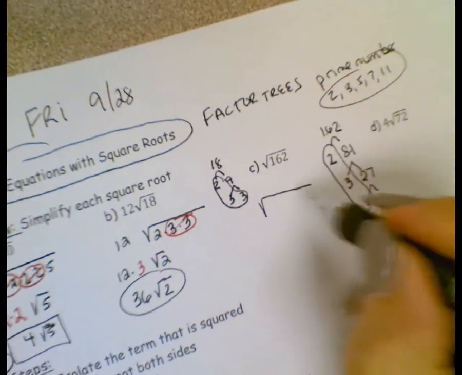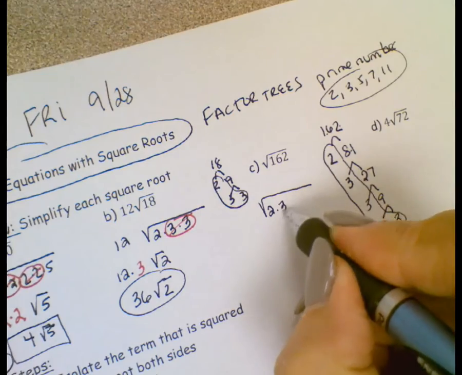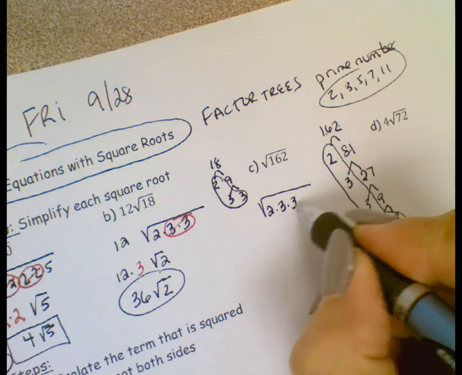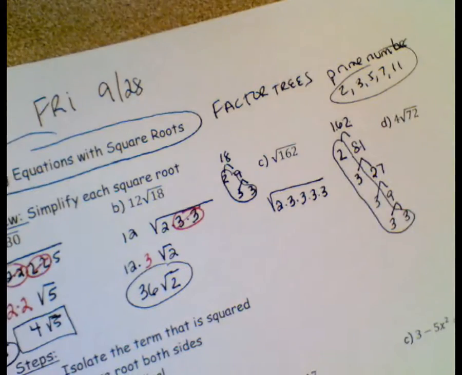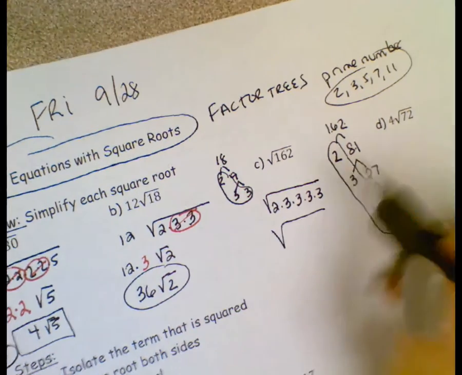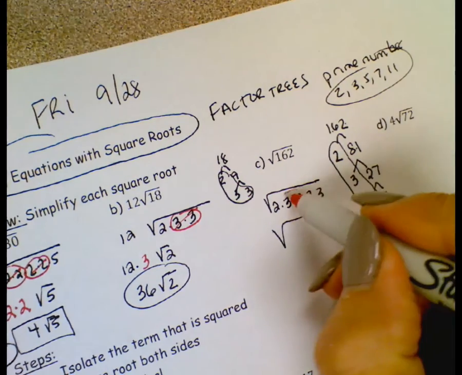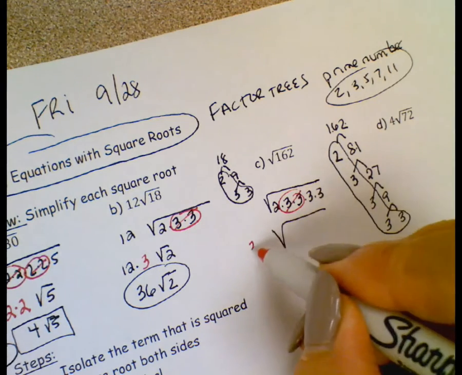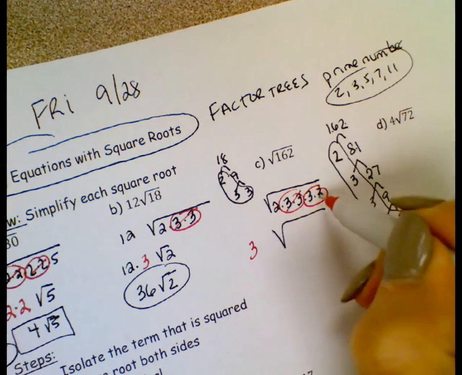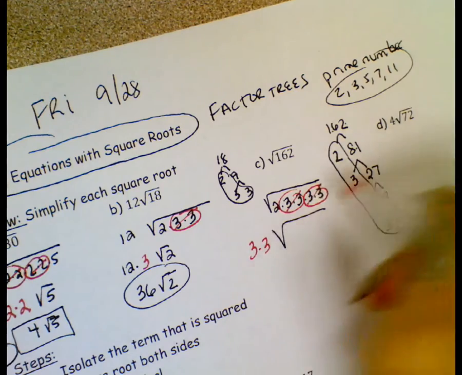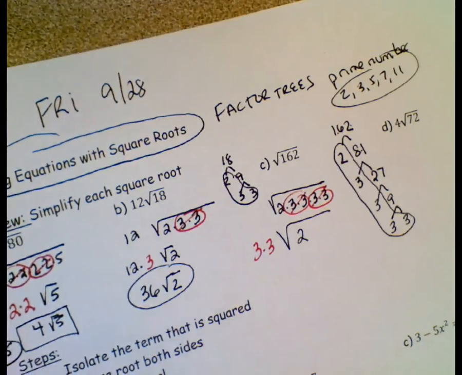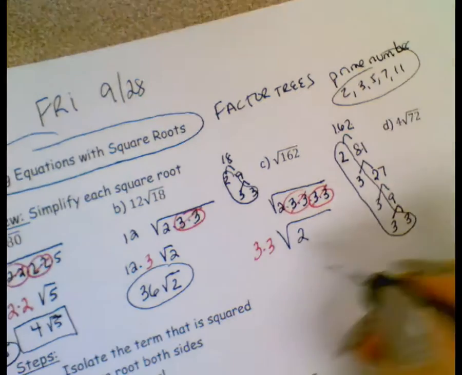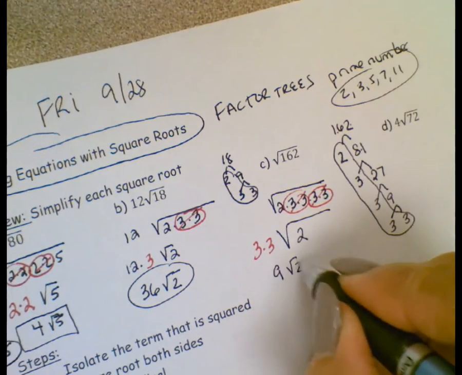So we're going to write them in the radical. So we have 2 times 3 times 3 times 3 times 3. So for every pair of 3's, 1 comes out. Another pair comes out. Cross it out. There's only one number that's not paired up. It is a 2. Put it back under. And your answer is 9 square root of 2.